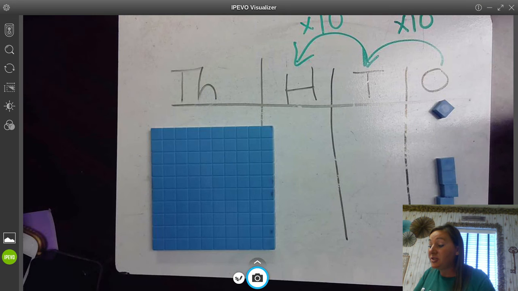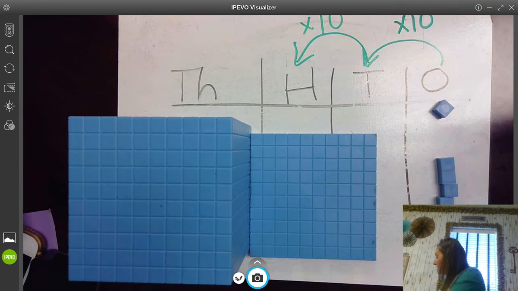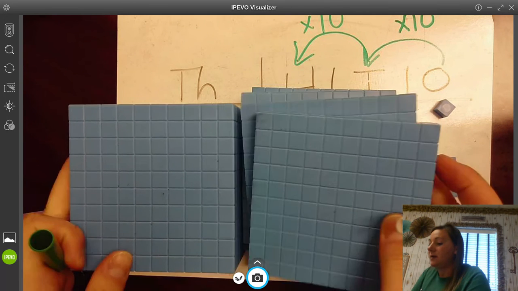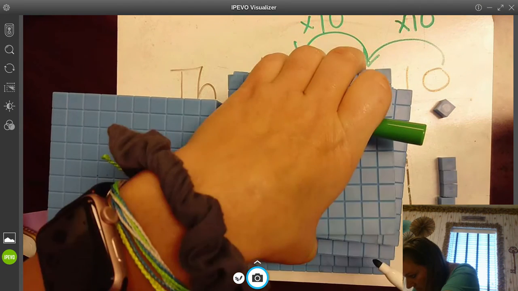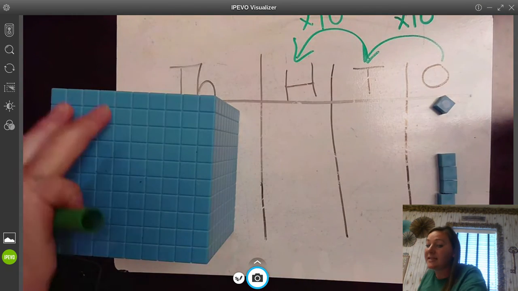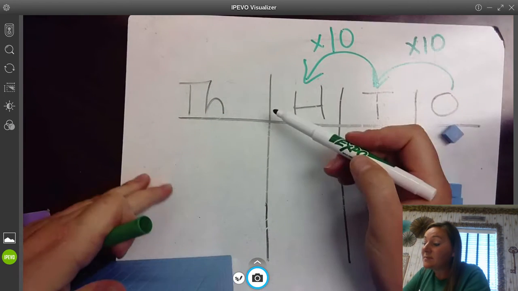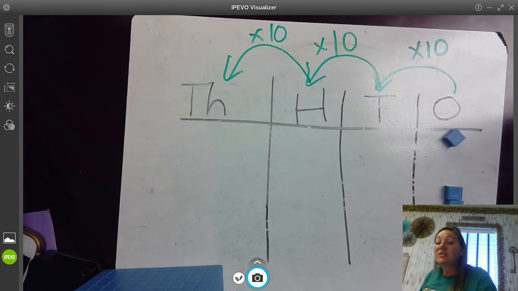How many hundreds does it take to make 1,000? If I was to stack these, how many hundreds would it take? Let's see. All right, we're stacked. How many did it take? Let's see. 1, 2, 3, 4, 5, 6, 7, 8, 9, 10. There are 10 hundreds in 1,000. So I could say the thousands place is 10 times greater than the hundreds place, right? So as you're moving forward in the number line, it gets 10 times greater.